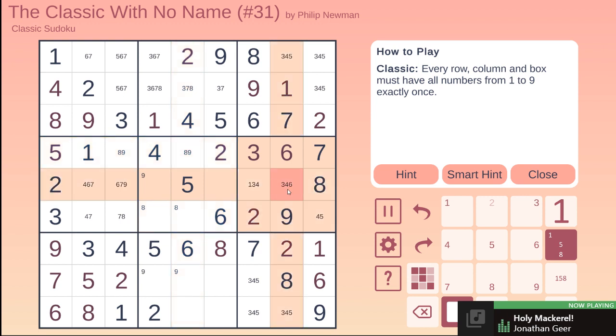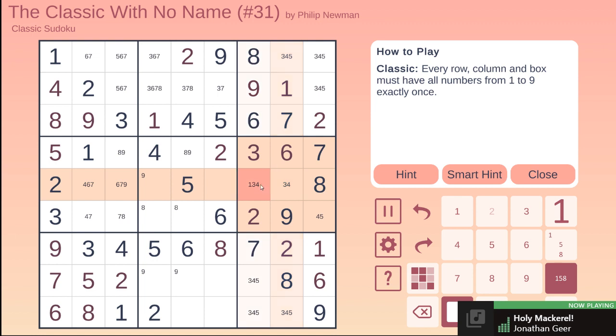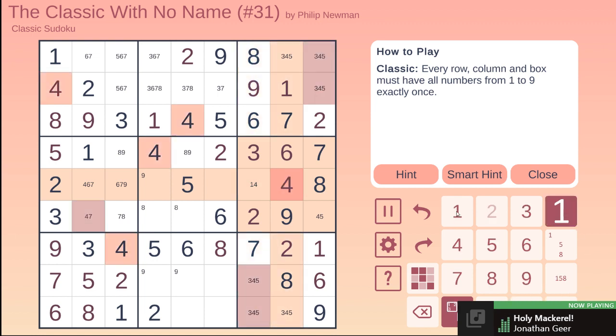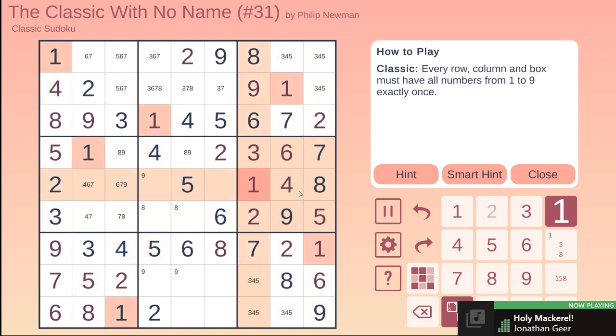Well, this can't be a 6, because there's already a 6 in this box. Wait, hold on. Which digit am I missing? 3. These can't be 3s. So this is a 4. This is a 5. This is a 1. Great. That means these can't be a 5, so this is a 5.